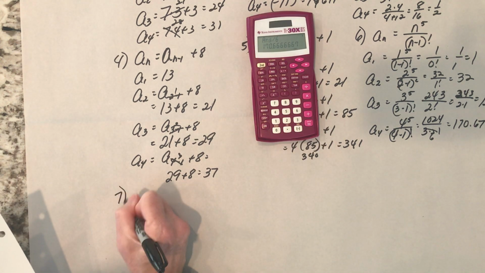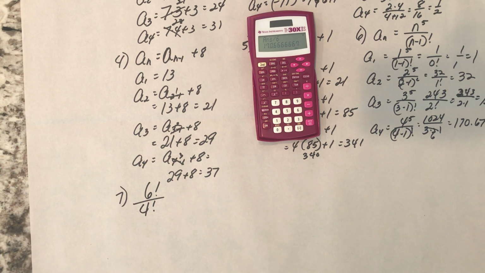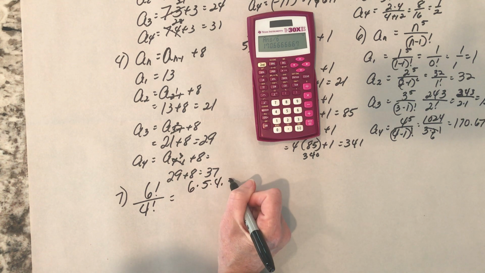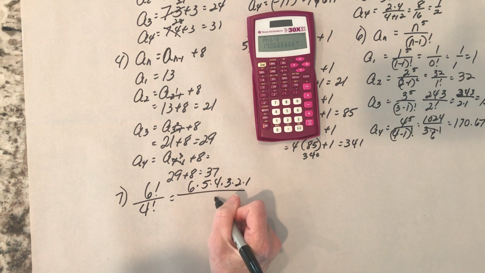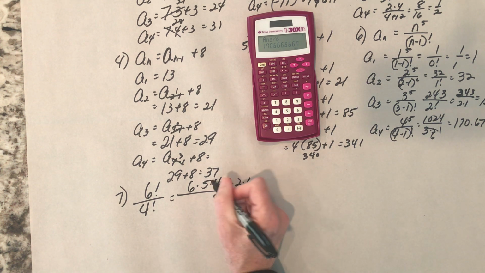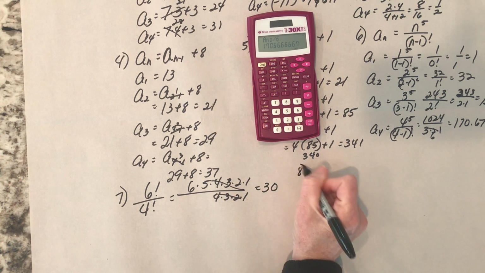Number 7 is a factorial problem. 6 factorial over 4 factorial. Let's expand that out. 6 times 5 times 4 times 3 times 2 times 1 divided by 4 times 3 times 2 times 1. Those will cancel. 6 times 5 is 30.